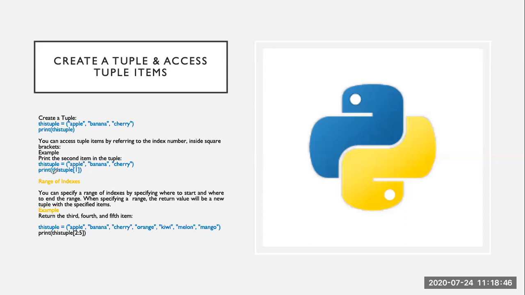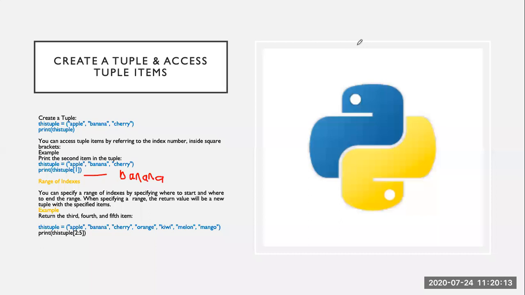When we print the tuple with the index number 1, and index number 1 shows the second item, the output will be banana, because banana is the second item of this tuple with the index number 1.